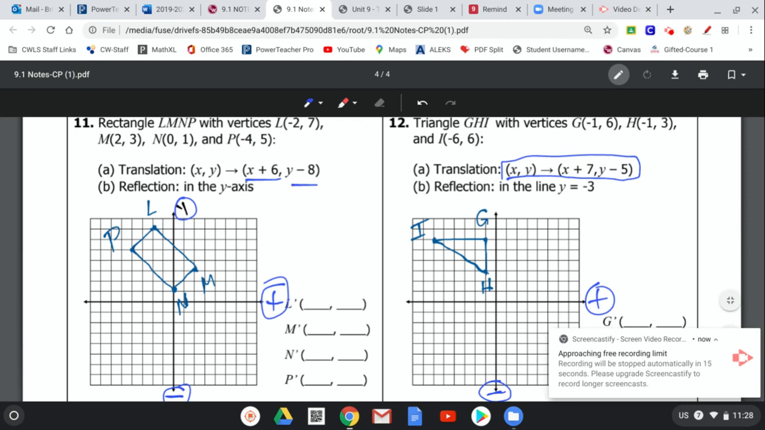So we'll finish up number 12. Looks like we're going to get cut off with this video, so we'll finish it up in the next video here.